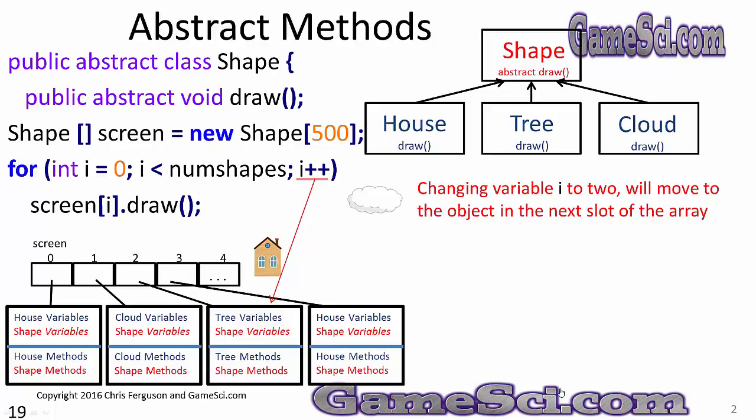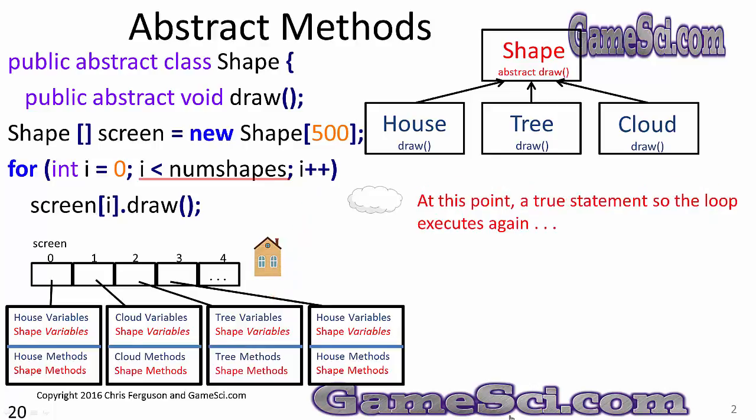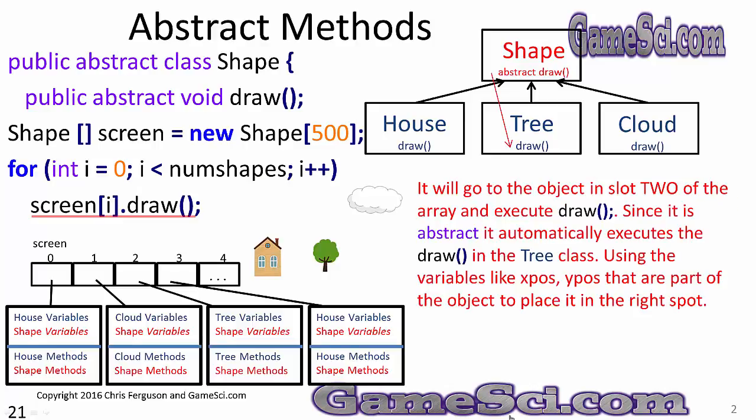I++ will change the variable I to 2 and we'll move to the object in the next slot of the array. As soon as we advance I, we're advancing to this third object, the one in slot 2. I less than num shapes. At this point, this is still a true statement because we have plenty more shapes left to go. So the loop will execute again. Screen subscript I, which is 2, dot draw. This will go to the object in slot 2 of the array and execute draw. Since it's abstract, it automatically executes the draw routine in the tree class, using variables like x and y position that are part of the object to place it in the right spot.